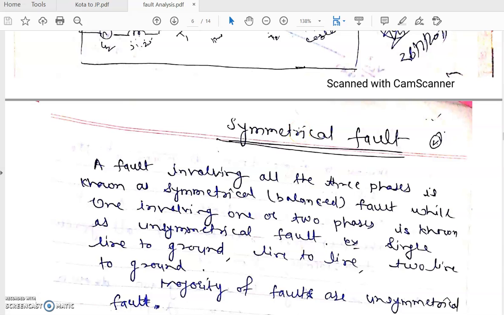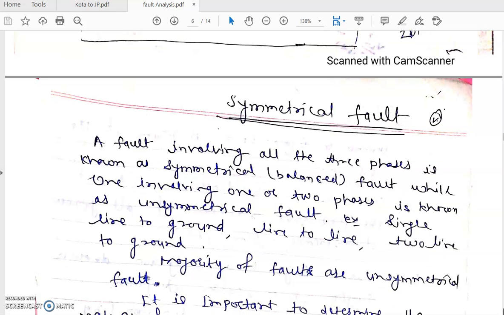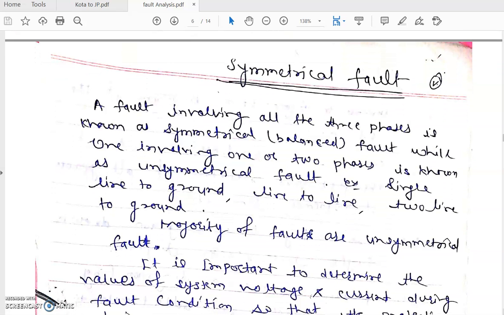Dear students, in continuation to the last two lectures, we are now starting the symmetrical fault analysis. Up to the previous two lectures, we have studied the basic concepts regarding the per unit system and single phase representation of a balanced three phase system. Now, after the basic concepts, we are dealing with fault analysis. First, we will discuss symmetrical fault analysis, and later on the unsymmetrical fault analysis.